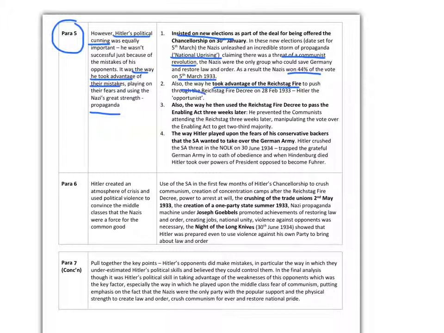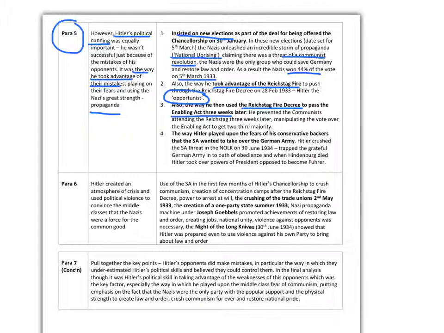Related to that, the way in which Hitler took advantage of the Reichstag fire. There's a great word to use there: Hitler was an opportunist. He didn't know that the Reichstag fire was going to happen. It was an unplanned event, but the way Hitler took advantage of that was quite incredible, to get the Reichstag fire decree passed a day later, which of course gave him emergency powers. Thirdly, the way in which he used the Reichstag fire decree to pass the Enabling Act 3 weeks later, manipulating it so the communists couldn't actually attend the vote.